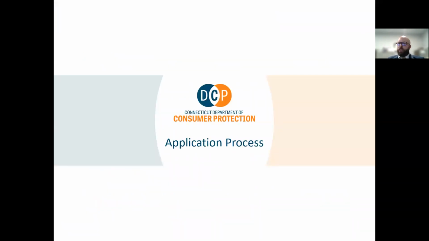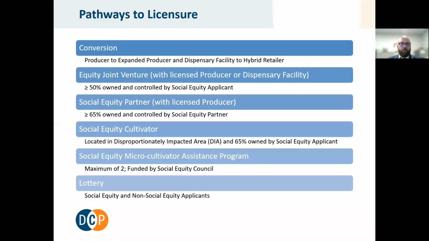Now we're going to go over to the application process. And some of this is going to feel a little bit duplicative, but I'm just delivering it to you in a different way. So ultimately, there's a number of pathways to licensure. So there's conversion, equity joint ventures, social equity partners, social equity cultivator, the social equity micro cultivator assistance program, and the lottery.